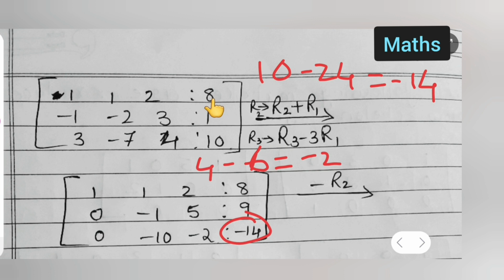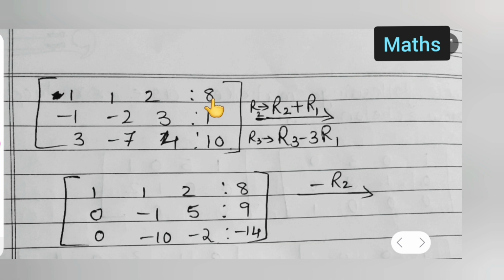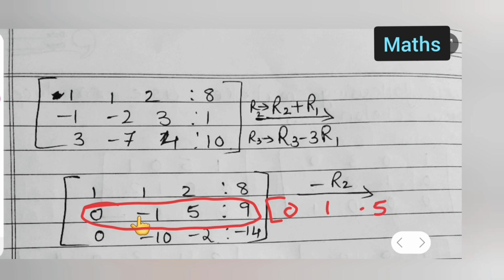Now let me rub this. I hope you all have understood how you got this by doing row operations. Now this will give you minus R2. You all have to make it minus only for R2. You are changing R2 now. So this row will become 0, 1, minus 5, and minus 9. So this row is going to become like this.